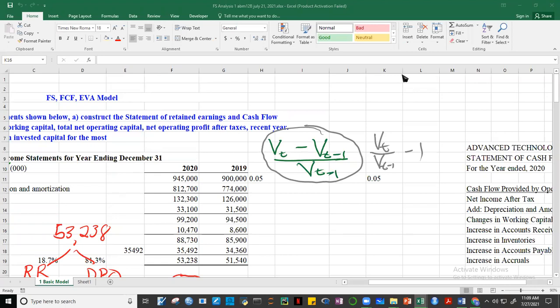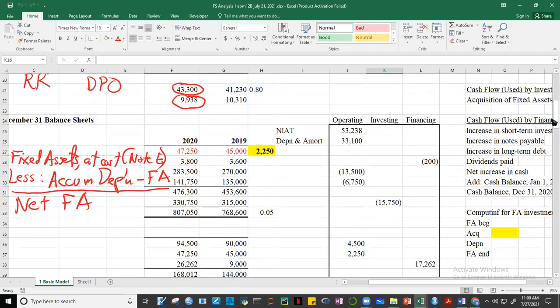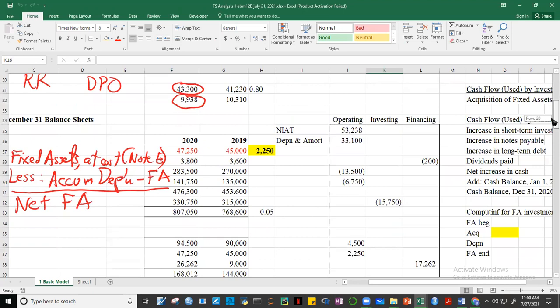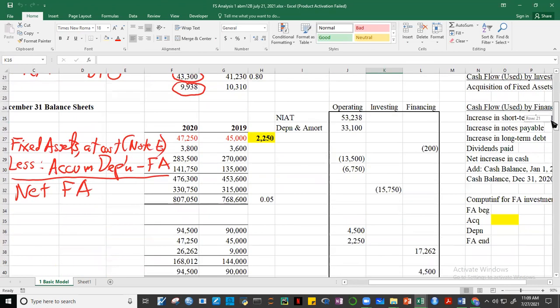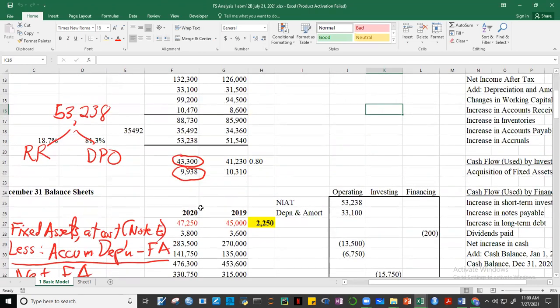Let's have a brief review of what the statement of cash flow is. We said that it tells us of the sources and the uses of cash from operating, investing, and financing activities, for a specific period of time. In our problem, we were asked to construct the statement of cash flows for 2020.